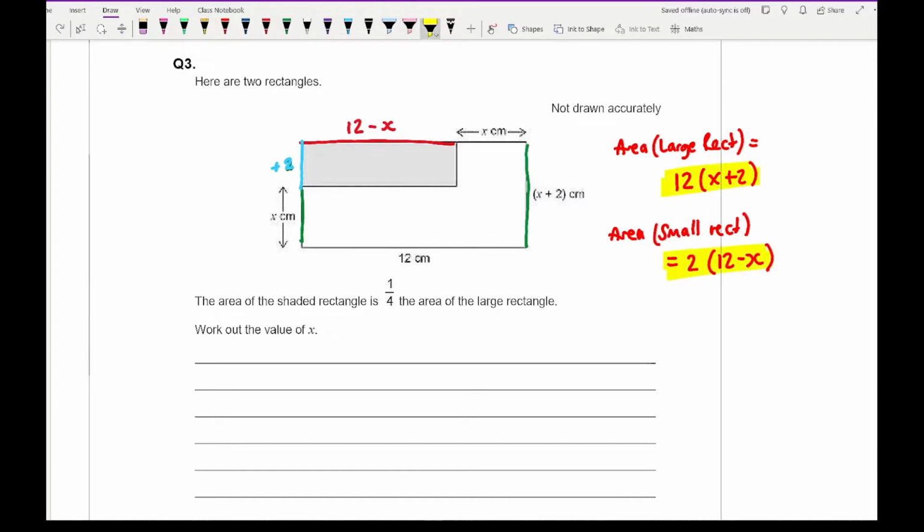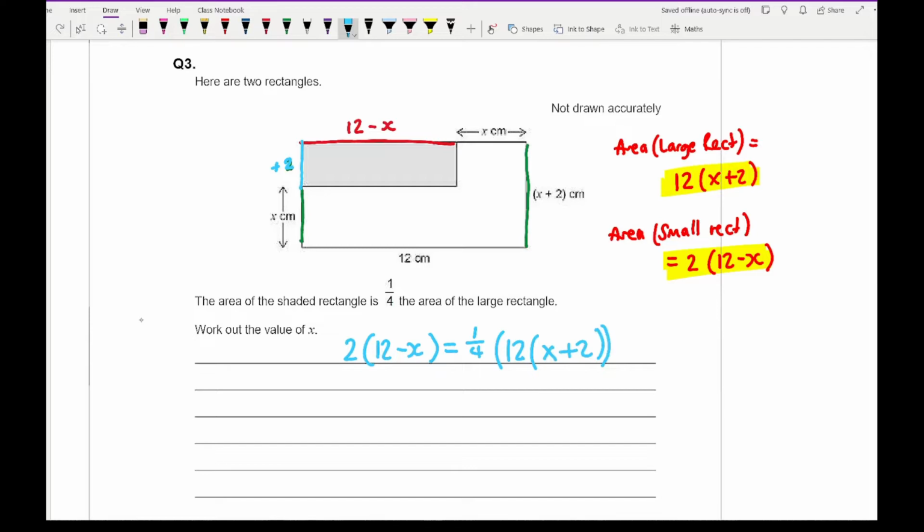Now it does say that the area of the shaded rectangle is a quarter of the large rectangle. So if I take the small rectangle, which is 12 minus x, that is equal to a quarter of the large rectangle. Where a lot of students would go wrong with this is getting the quarter on the wrong side.